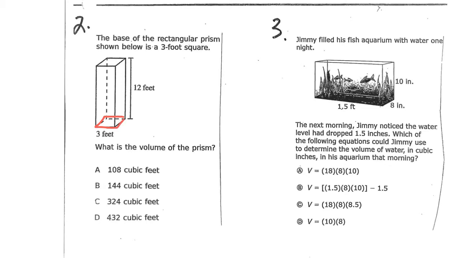Now this says in the directions, the base of the rectangular prism shown below is a 3-foot square. So even though they don't give you this right here, it tells me that it's a square on the bottom. So instead of this question mark, I'm going to say that it's 3 by 3. So our big B is really our length times our width on the bottom, which is 3 times 3. So I know that this bottom square is 9. My big B is 9.